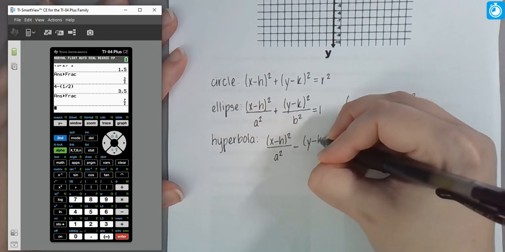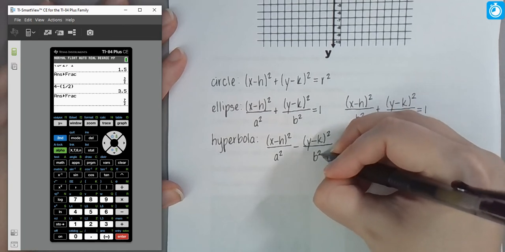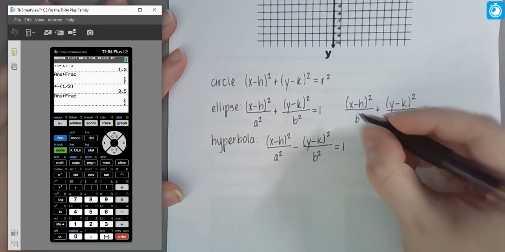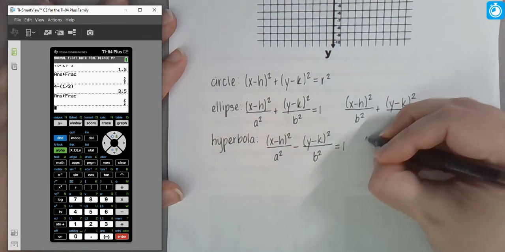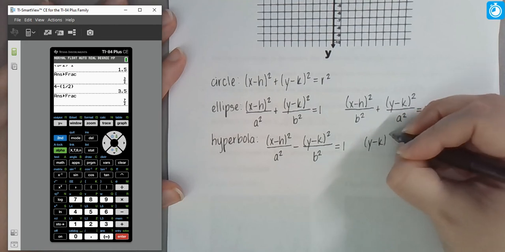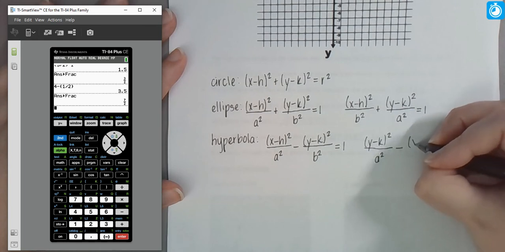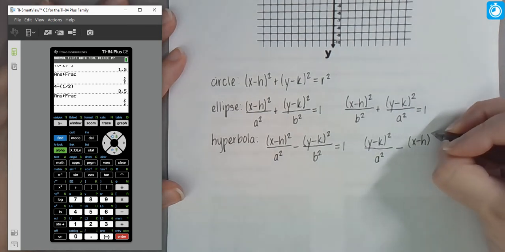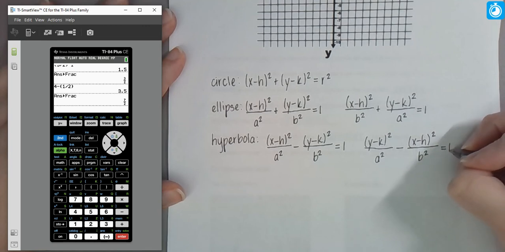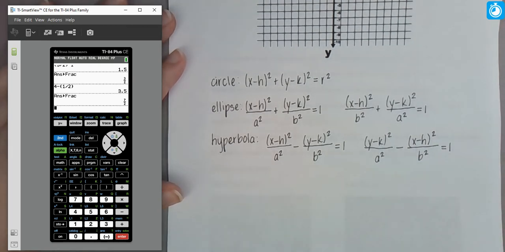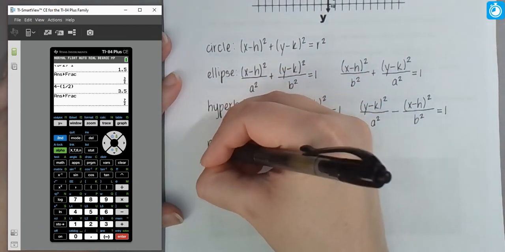So this is going to be one form: (x minus h) squared over a squared minus (y minus k) squared over b squared. Again, a is always associated with our positive term. And then we also could have (y minus k) squared over a squared minus (x minus h) squared over b squared is equal to 1. And then last but not least, the parabolas, what we looked at in this section.